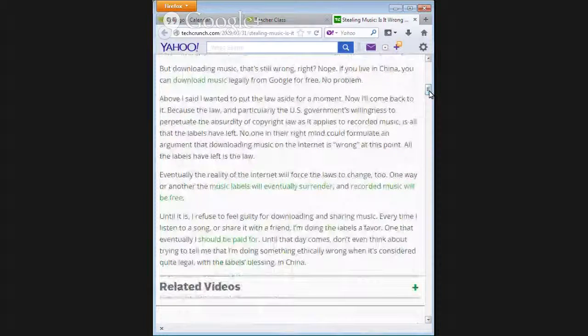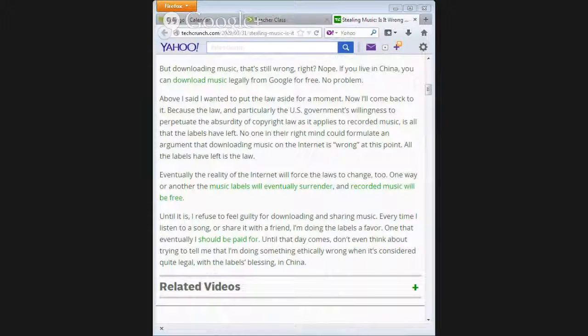Okay, so let's look at this paragraph. This is the one I really wanted to get to. In this sentence, now I'll come back to it. Okay, he says, because the law, and particularly the US government's willingness to perpetuate the absurdity of copyright law as it applies to recorded music. So he says to perpetuate the absurdity. Perpetuate means to cause something to continue. So if you perpetuate something, you are the force behind causing something to continue. If something continues on perpetually, it means unending, forever.